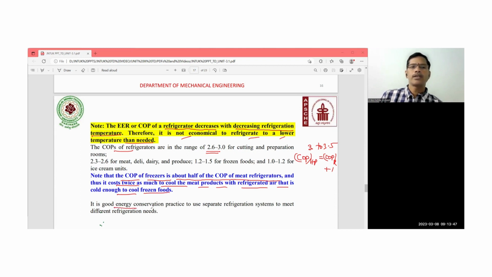So it is good energy conservation practice to use a separate refrigeration system to meet the different refrigeration needs. This is more important. We should not use the same refrigeration machine for all purposes or all applications. If you do that, you pay a penalty. That means you have to bear high power bills in those cases, right? And the life of that machine is also going to be reduced. So these are the things that every student has to observe.